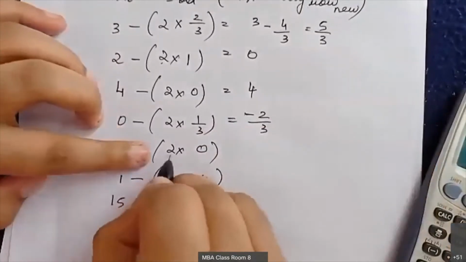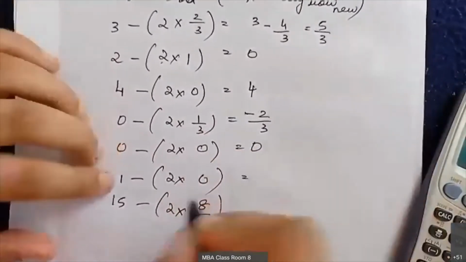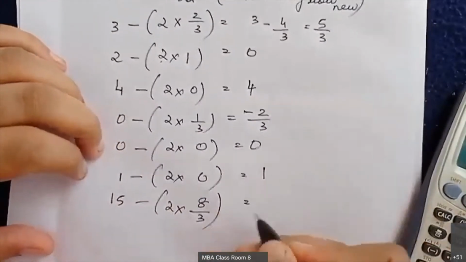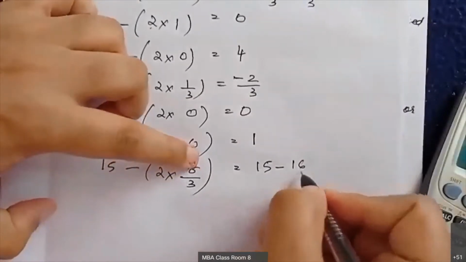Here 0 minus 2 into 0. 2 into 0 is 0. So 0 minus 0, it is 0. Then again, 1 minus 2 into 0. 1 minus 0, that is 1. Again, over here we have 15 minus 2 into 8 by 3, that is 16 divided by 3.